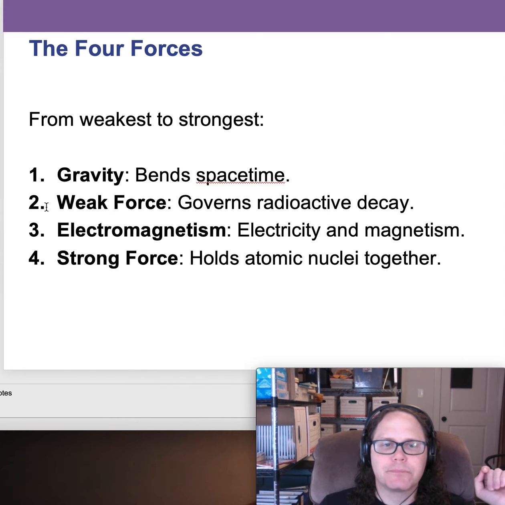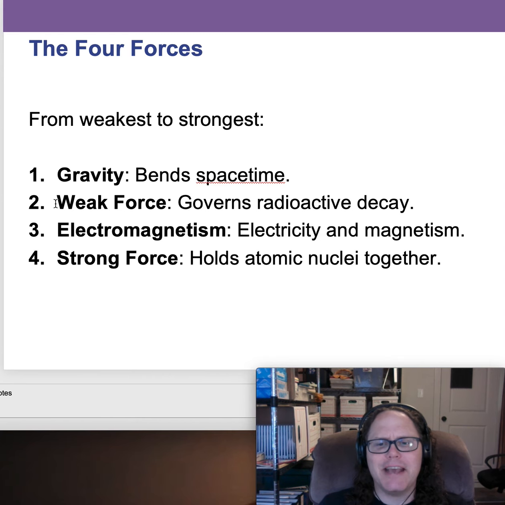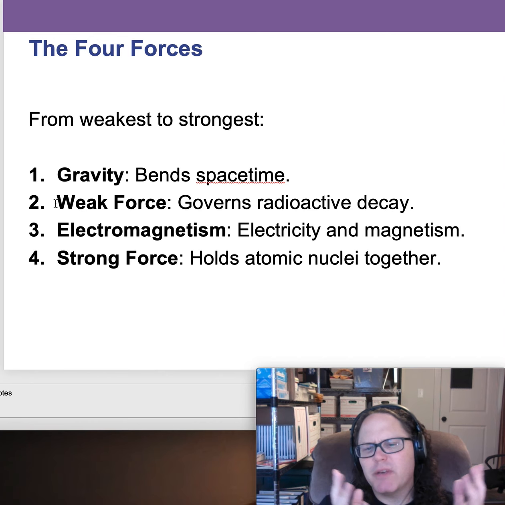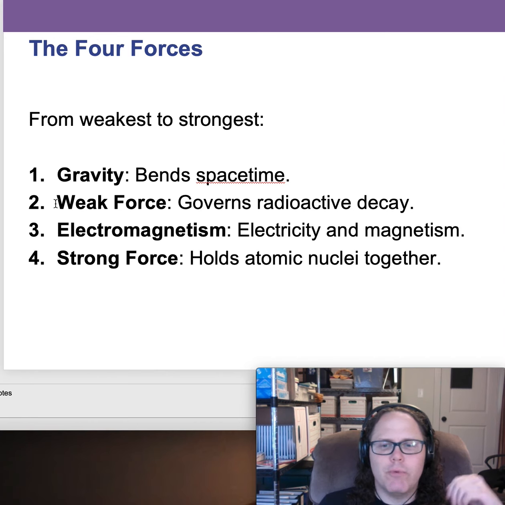So gravity is weak because it takes a whole lot of mass to have any noticeable effect at all. The second force in physics that we don't care that much about in this class is called the weak force. It governs some forms of radioactive decay. When a uranium nucleus decays, it's because of the weak force, but that's not so important for this class.